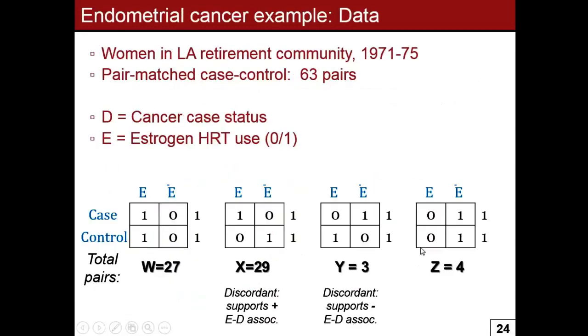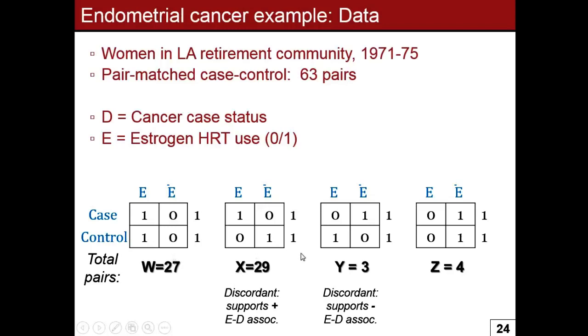Outcome is cancer, and cancer case. And what you get is the data set that looked like this, where we have 27 pairs where both the case and the control are exposed, and 4 where neither were, so you can just get a sense this is very prevalent. This is a very prevalent therapy at the time.